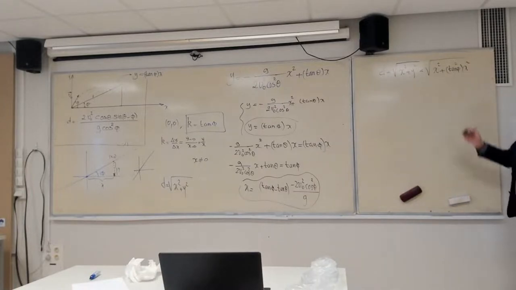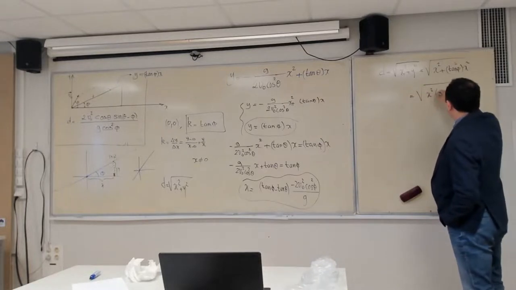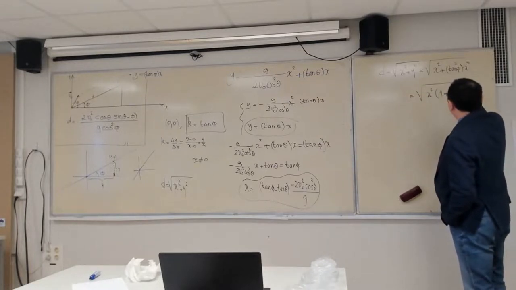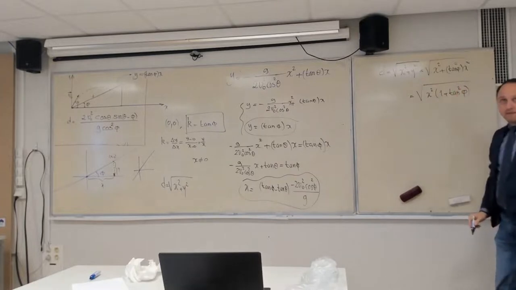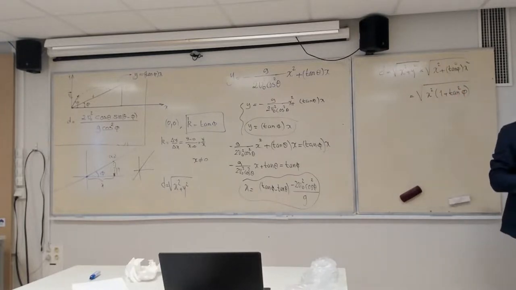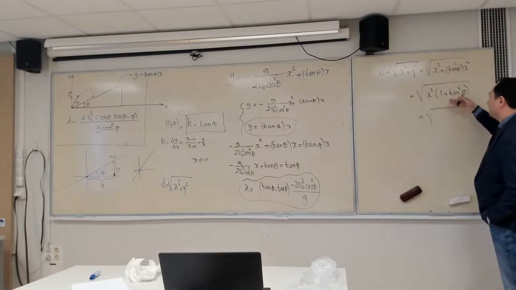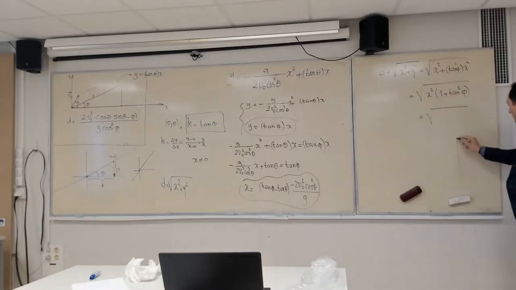Yes? And then what happens? You immediately realize that I can factor x squared out. This becomes this. Do you agree? I don't know. Is this combination at least familiar for you in trigonometry? 1 plus tangent squared is familiar, yes? What is the formula? If you remember, you just write the formula. If not, it's a matter of seconds to get it.